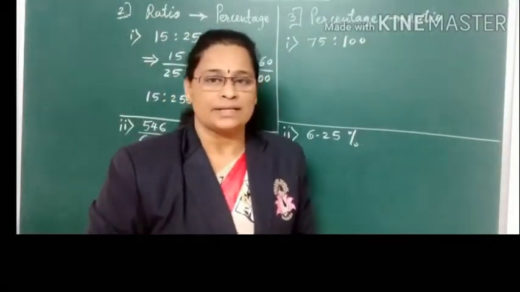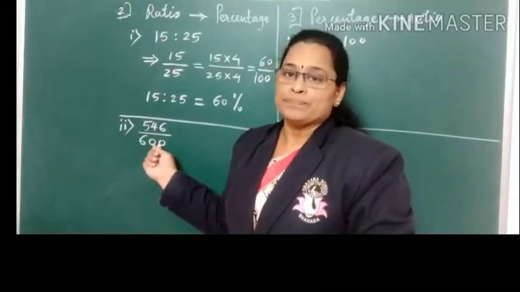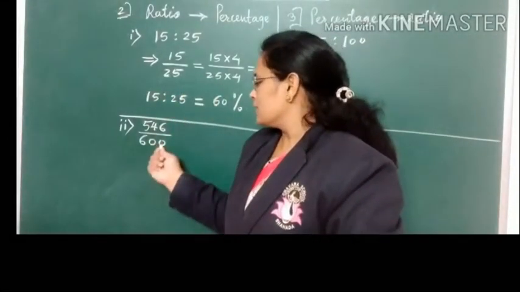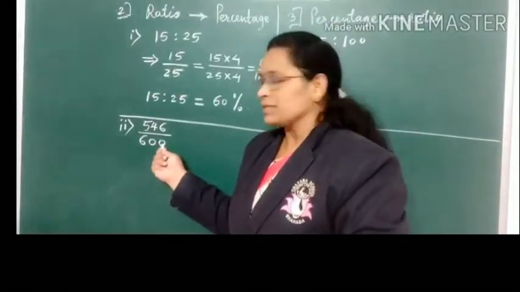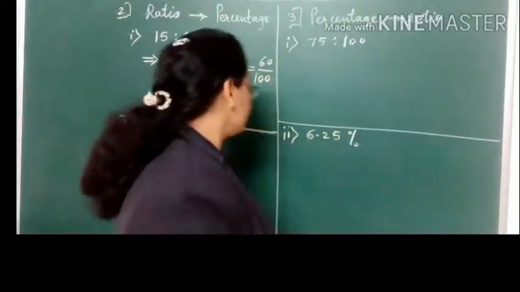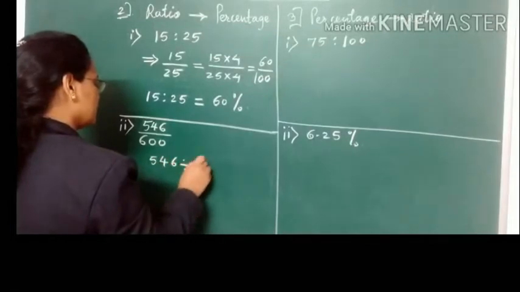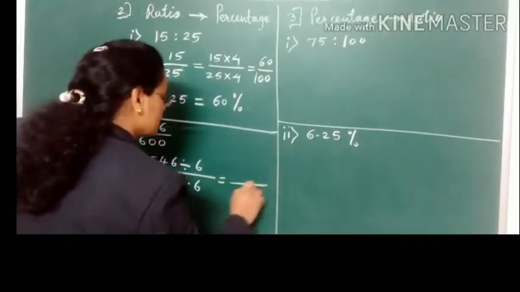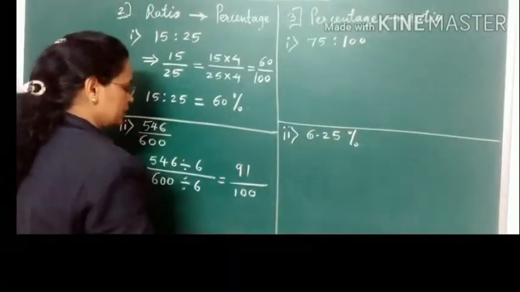546 upon 600, here also we have to convert the second number into 100. Here the number is bigger, so we can divide. If we divide this 600 by 6, we'll get 100. So 546 also we have to divide by 6. Let's do the division. So first of all, we'll write the division by 6 and we'll get in the second term 100. And 6 9s are 54, 6 1s are 6.